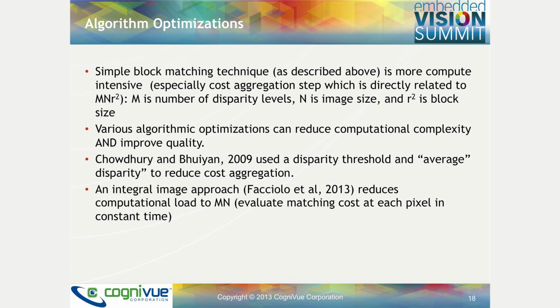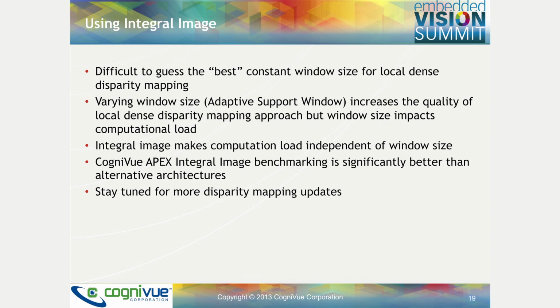So let's look at that just a little bit more. With a constant window size for dense disparity mapping, it's very difficult to guess what the right window size should be, because the intensity neighborhood can change through the image frame. So that's why adaptive window works so well. Problem with adaptive window is changing the block size, you change the computational loading. Integral image allows you to change your block size, your support window size, with no extra computational cost. It stays constant. So this is something that we're going to explore next. It's something that we're going to apply, and so stay tuned. We're going to come back and talk to you more about the impact of integral image with the architecture that we've been talking about for dense local disparity mapping.